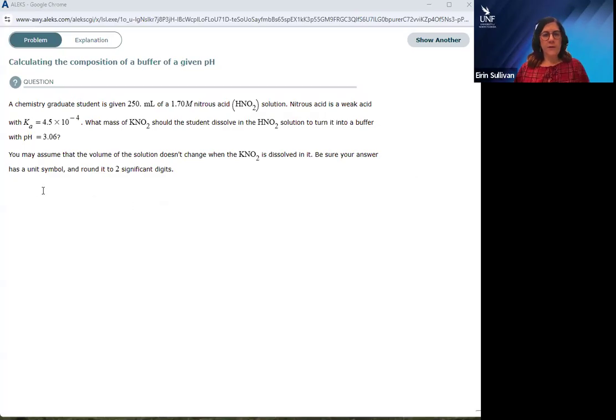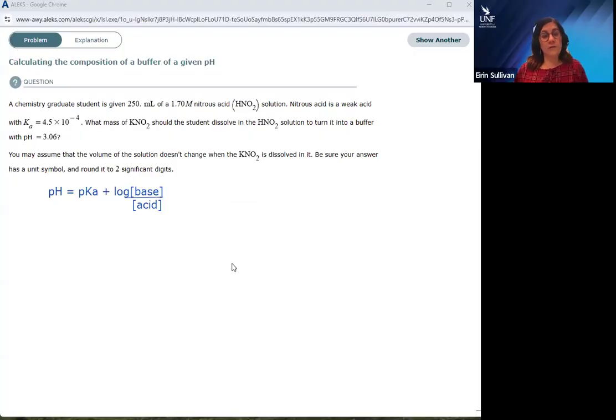Calculating the composition of a buffer of a given pH. So essentially what this type of question is asking us to do is to use our friend, the Henderson-Hasselbalch equation, which allows us to calculate the pH of a buffer. And this time we are aiming for a specific pH, and in this case our buffer is a weak acid with its conjugate base dissolved in it. And we have the concentration of that weak acid.